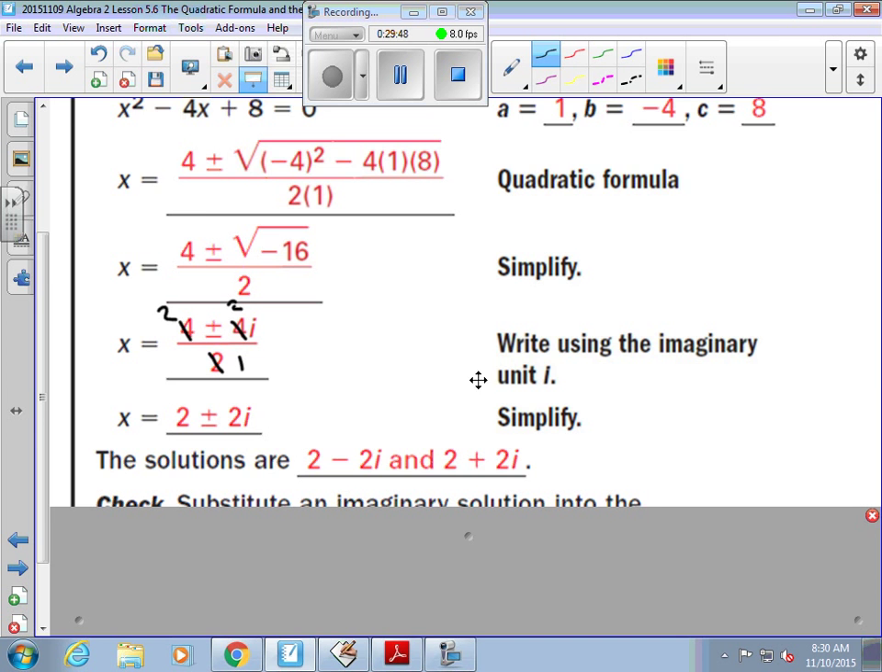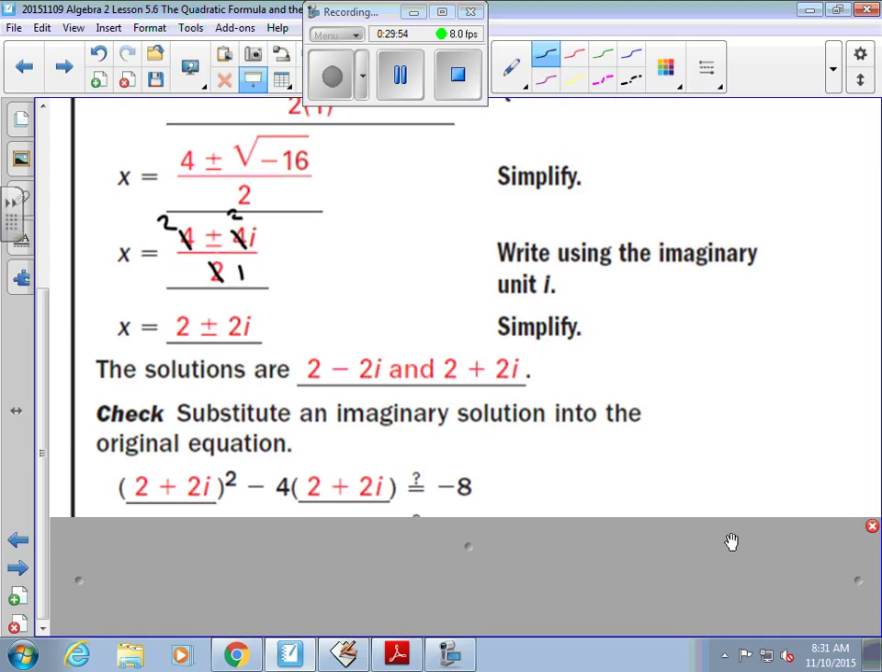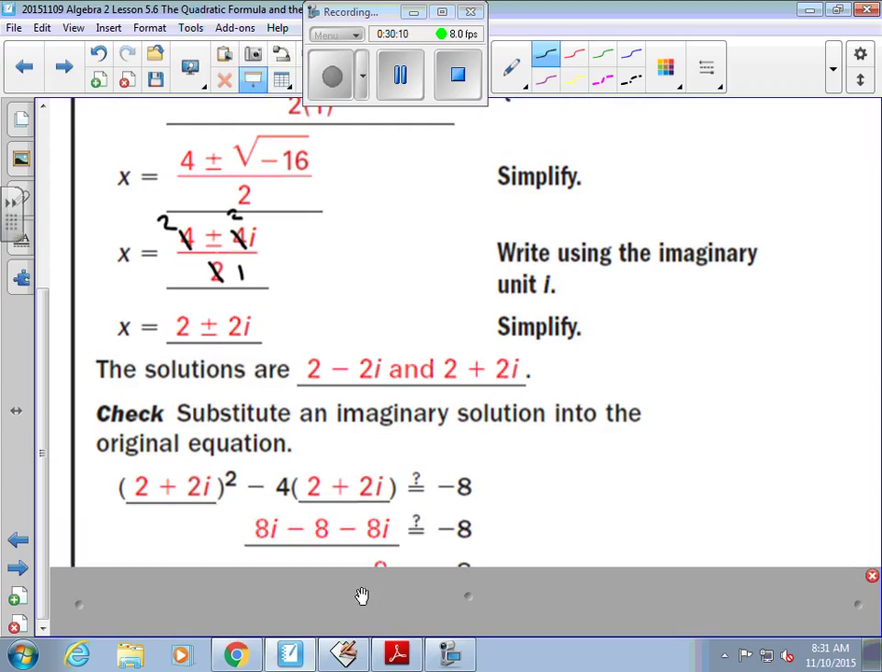Where it tells you to check your solution, you want to check and see if it works. So the original equation said x squared minus 4x is equal to negative 8. So if we take 2 plus 2i squared, you take that entire binomial, 2 plus 2i, and you square it. So 2 plus 2i times 2 plus 2i. When you FOIL that, and then you subtract 4 times, you distribute this one, go a little bit quicker right here for the sake of time, you get 8i minus 8 minus 8i.